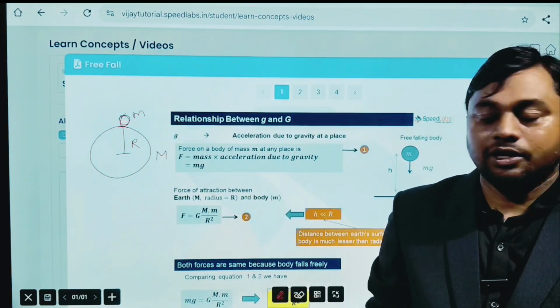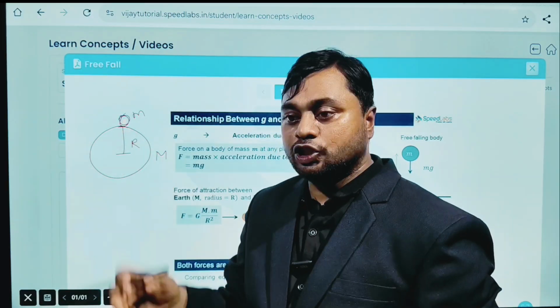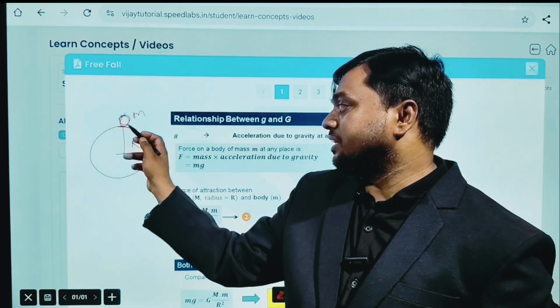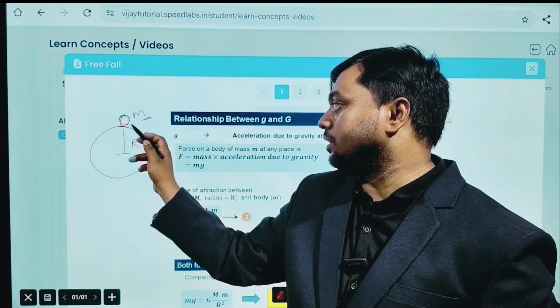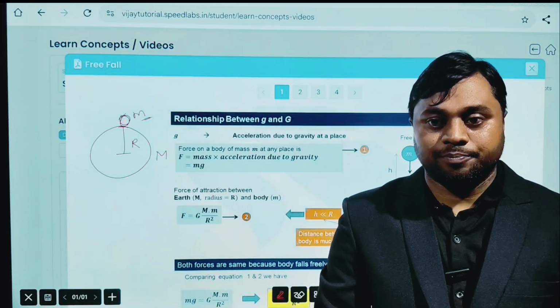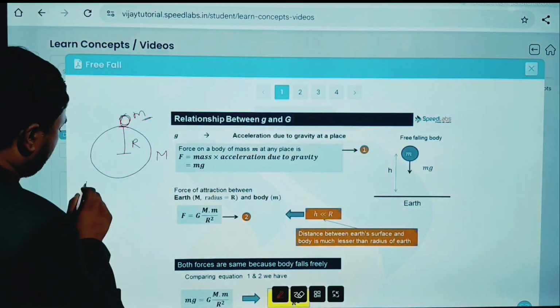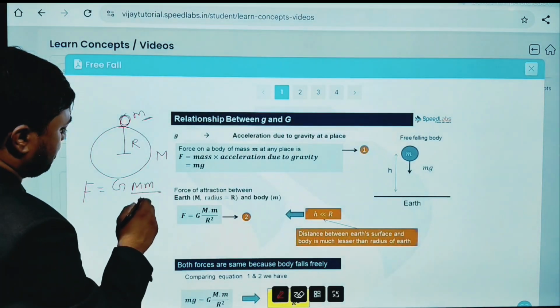Try to understand. What is the condition I have taken? This is the earth, R is the radius of the earth, M is the mass of the earth. Yes or no? And a body is there on the surface of the earth. Mass of the body is what? Small m. So can we write that there exists a force between them? Force is equal to what? Capital G, capital M, small m by R square.